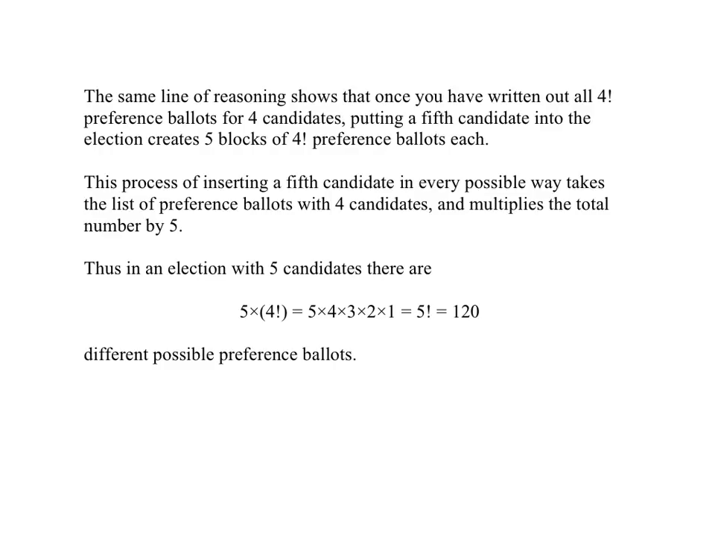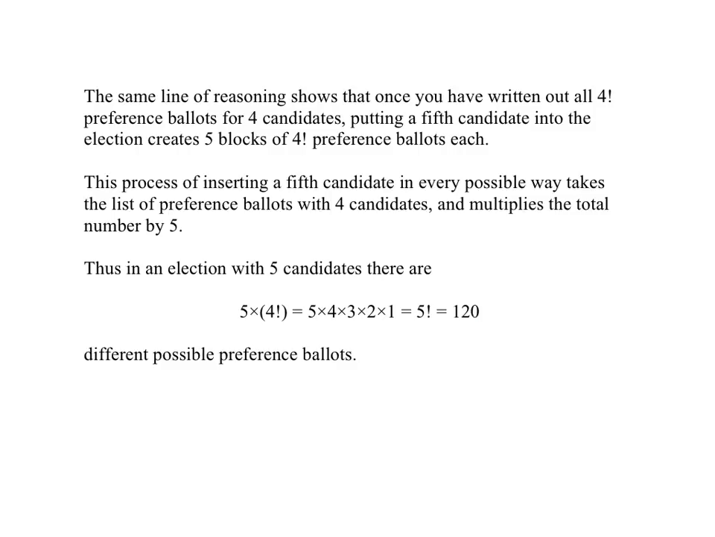The punchline is that in an election with 5 candidates, we have just reasoned out why it should be that there are 5 copies of 4 factorial ballots. There are 5 blocks with 4 factorial preference ballots in each one. How much does that come out to be? Well, 5 times 4 factorial, 5 blocks of 4 factorial ballots each. That's 5 times 4 times 3 times 2 times 1. Okay, that's 5 factorial. That is 120 different possible preference ballots.